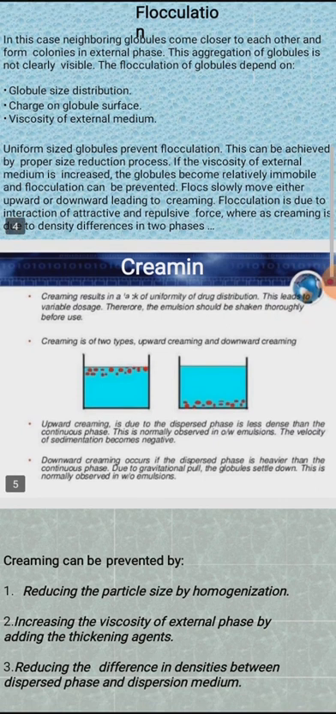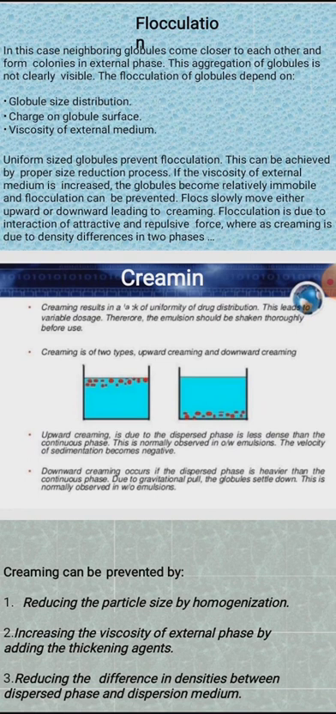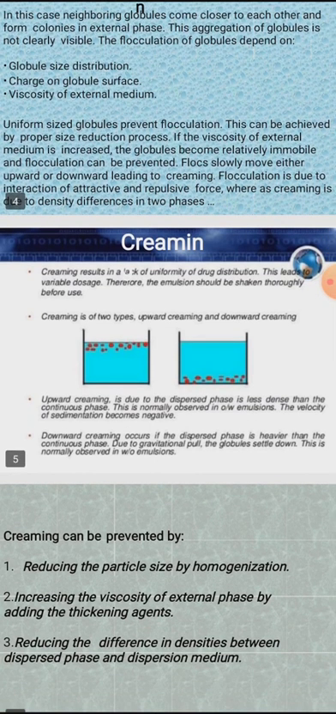Flocculation should not be confused with creaming. Why? Because the first thing is the formation of flocks. After formation of flocks, all the flocks slowly move either upward or downward, which leads to creaming. So that's why I am telling you flocculation should not be confused with creaming. So what is the difference? Flocculation is due to the interaction of attractive force and repulsive force, whereas creaming is due to density difference in the two phases, water and oil.